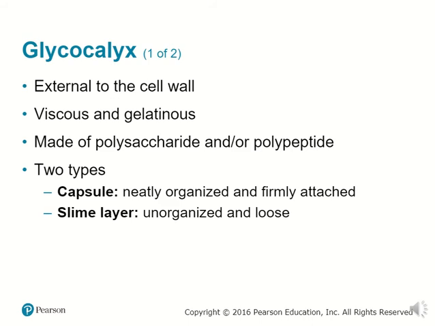Now, one example of an external structure bacteria will have are glycocalyces. They are on the outside of the cell wall. They're very viscous and gelatinous, and made out of polysaccharides or polypeptides, so numerous carbohydrates, sugars, or numerous amino acid proteins. Two types include capsules, which are neatly organized and firmly attached, and also slime layer, which is an unorganized or loose form of glycocalyx.